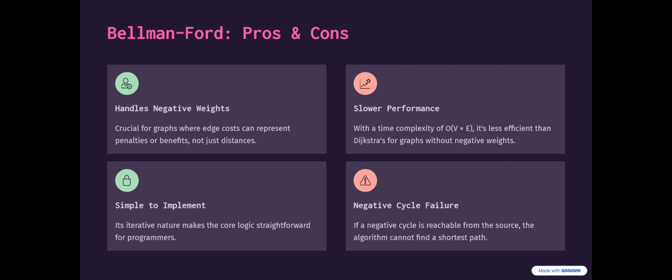Now, why use Bellman-Ford? It works with negative weights, simple to understand and implement, but slower than Dijkstra's algorithm. It doesn't work if there's a negative cycle, because you can keep looping forever.